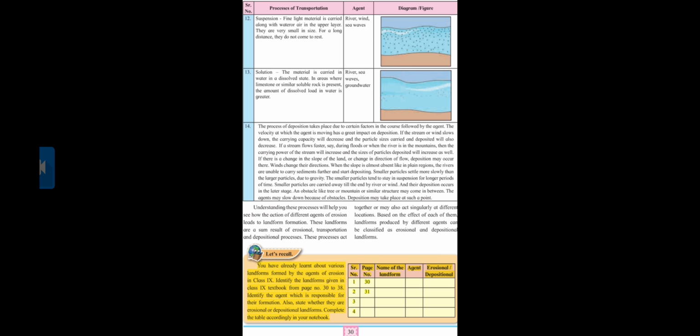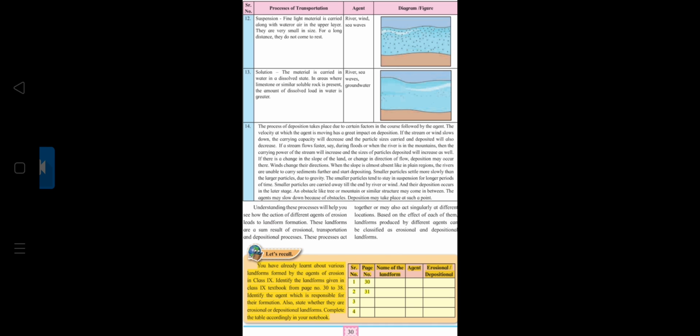The process of deposition takes place. See, deposition has to take place somewhere. The sediments, the particles, the gravel, anything for that matter, whatever is being transported through different agents of erosion, settles down somewhere. The process of deposition takes place due to certain factors in the course followed by the agent. The velocity at which the agent is moving has a great impact on deposition.